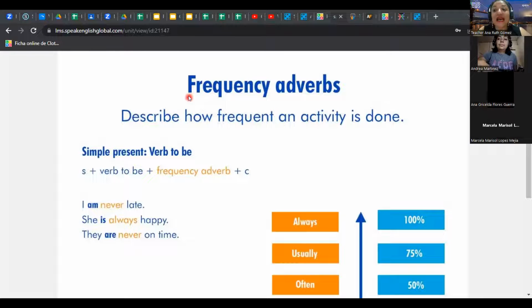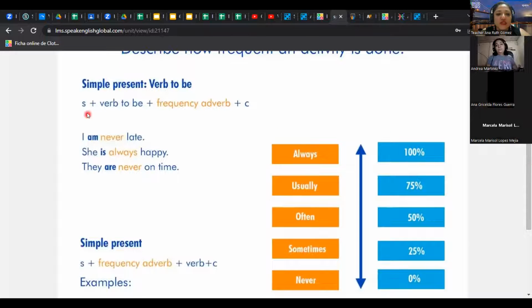Now, frequency adverbs describe how frequent an activity is done, okay? And then we have, for example, subject, verb to be, frequency adverb. For example, I am never late. She is always happy. They are never on time. All right. Always represents 100%.